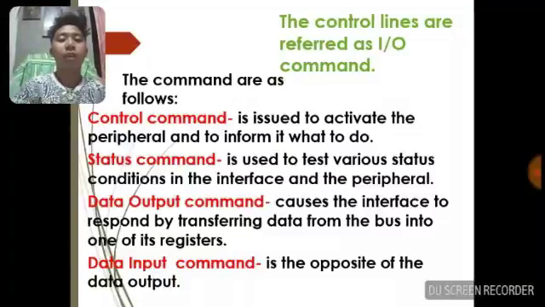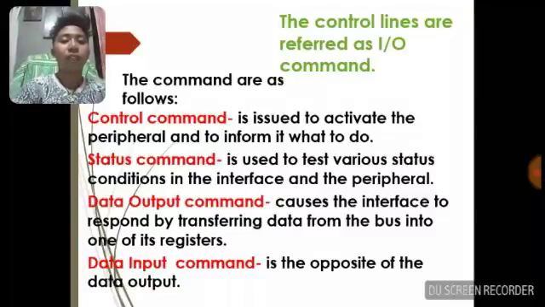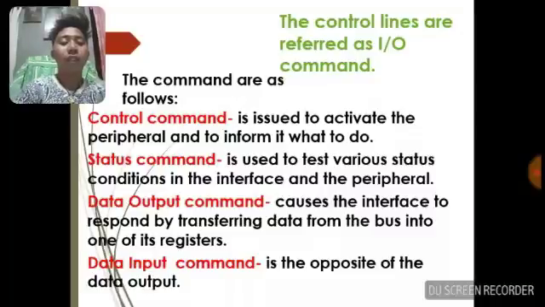The commands are as follows. Control command is issued to activate the peripheral and to inform it what to do. Status command is used to test various status conditions in the interface and in the peripheral. Data output command causes the interface to respond by transferring data from the bus into one of its registers. Data input command is the opposite of the data output.